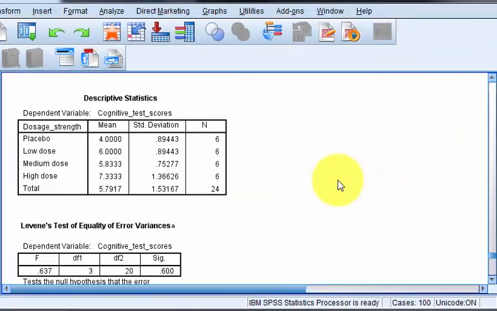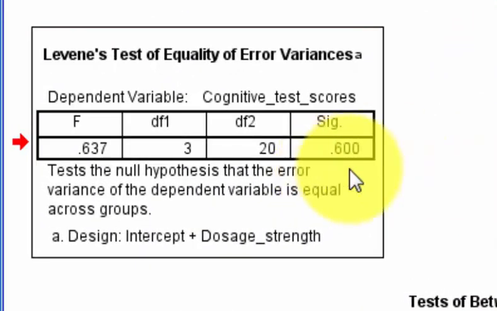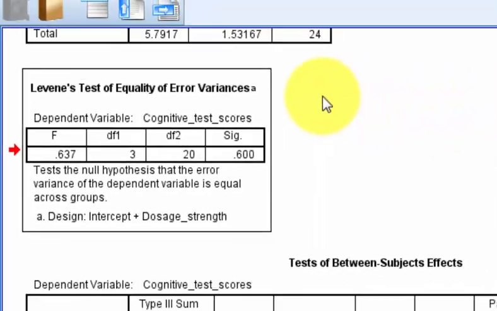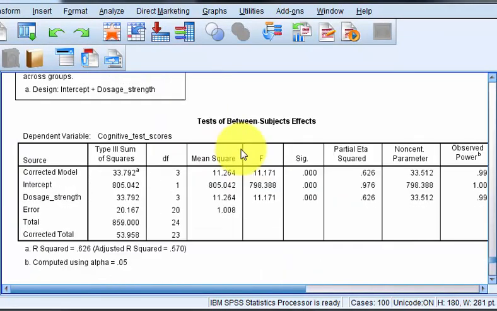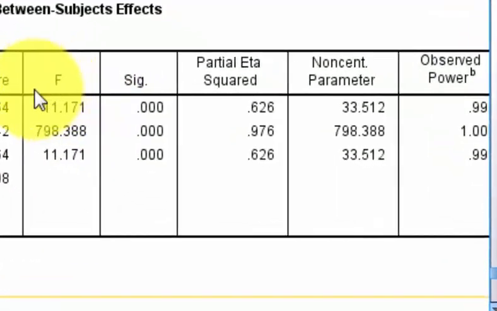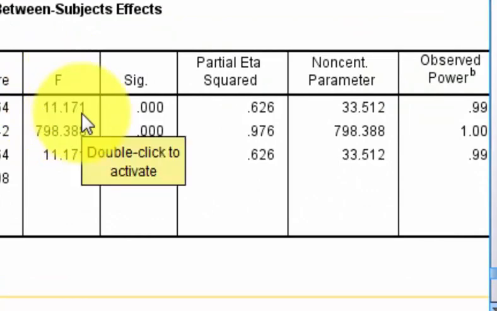Levene's test, where are you? Right there. Did not violate the assumption of homogeneity of variance. So in other words, the variance of the cognitive scores is relatively the same across all 4 of the different drug values there. And here is our F test. So we can explain 11 times the variance of the cognitive scores based on the drug group, which is a lot. And it is significant, big time.